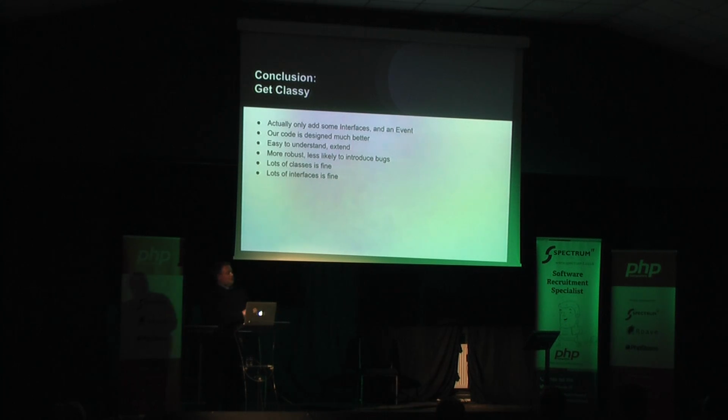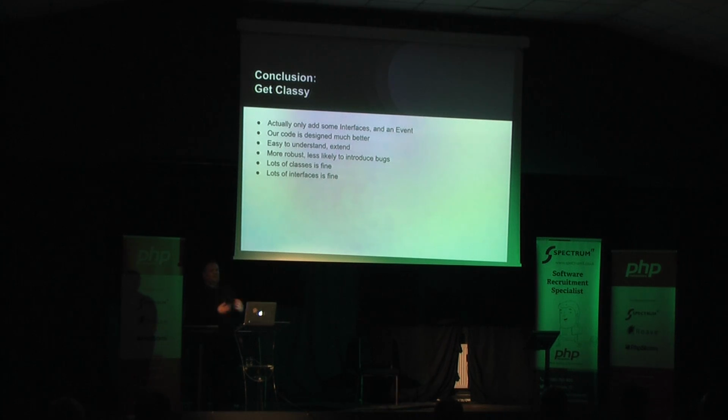Okay, so coming to an end now. In conclusion, basically, what I'm trying to say is get classy. All we've actually done, if you have a look on the GitHub repo, and you take away all the new features that we added in the various stages of the process, just distill it back to those original requirements, all we've done, in order to be able to add all those new features, is introduce some interfaces and one event.